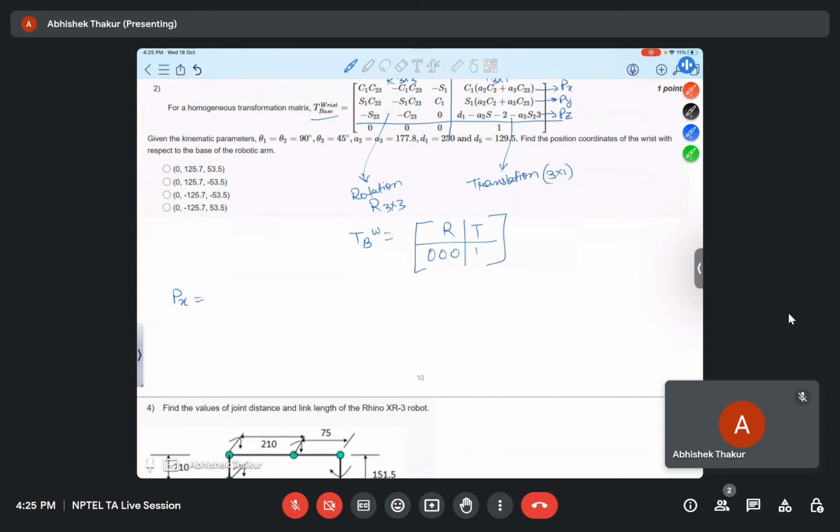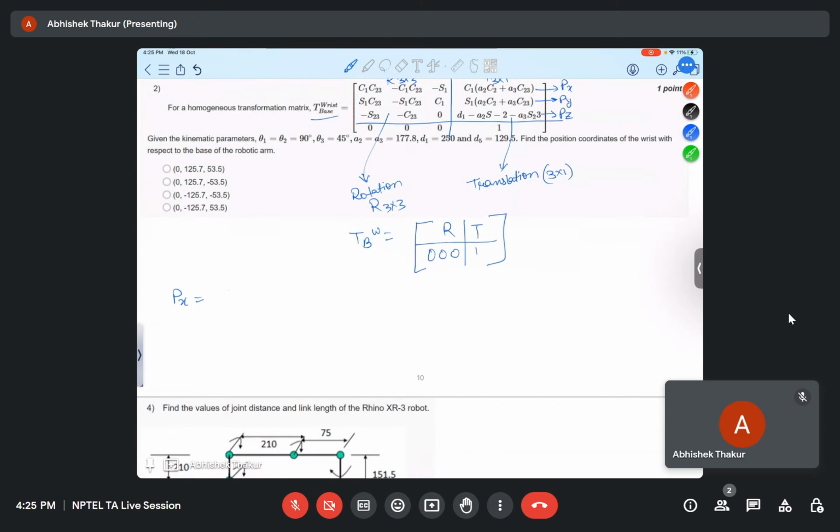So Px is given as C1 (A2 C2 plus A3 C23). So this is equal to cos of theta 1 into (A2 cos of theta 2 plus A3 cos of theta 2 plus theta 3). Here theta 1 is 90 degrees, so cos 90 degrees is 0. So this term is 0. This means the whole term is 0.